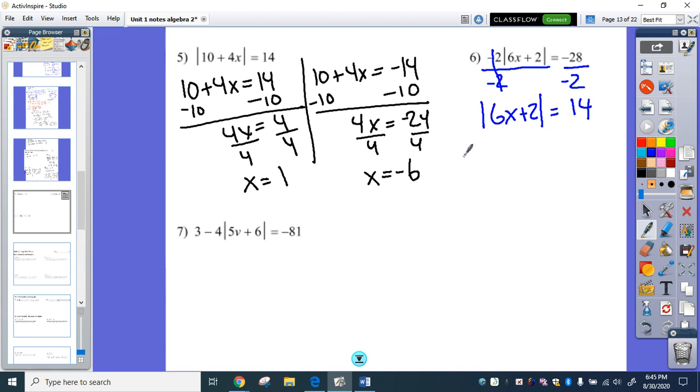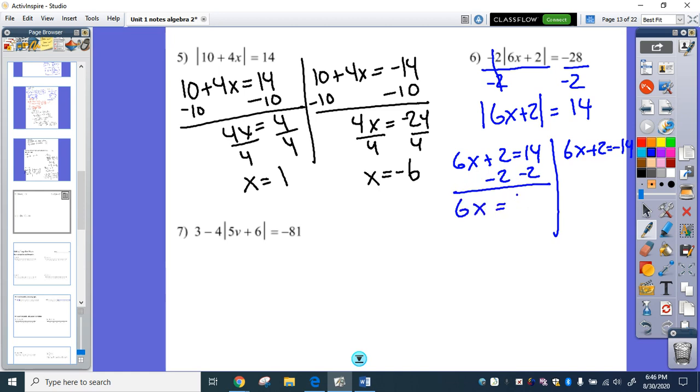And now we do our two separate cases. 6x plus 2 equals 14, and 6x plus 2 equals a negative 14. So two separate cases. Subtract 2 on the left equation. Leaves us with 6x equals 12. Divide by 6. And we get x equals 2. Subtract 2 on the right equation. Leaves us with 6x equals negative 16. Divide both sides by 6.